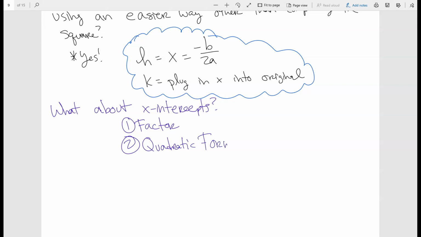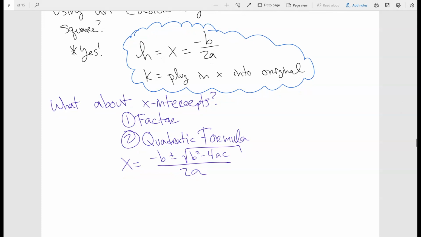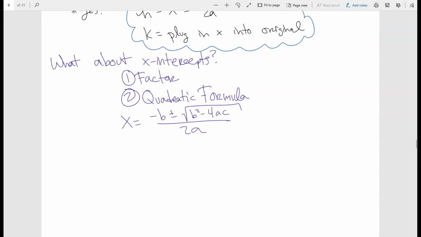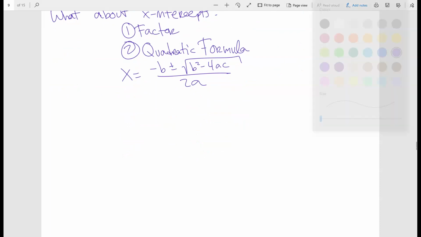So the quadratic formula comes back, and if you remember it, the formula is x equals negative b plus or minus the square root of b squared minus 4ac, all over 2a. That's the quadratic formula that all of us love. So let's come up with an example first, and then figure out the vertex and also find the intercepts: find vertex and x-intercepts.